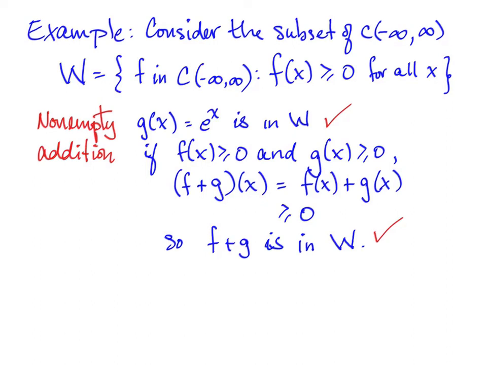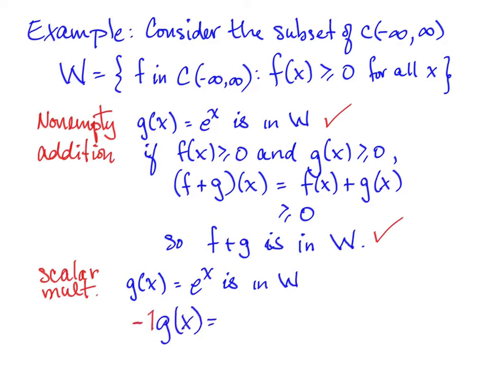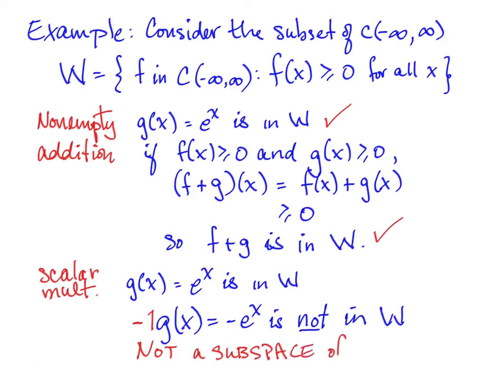What about scalar multiplication? Well, if we take our example g of x equals e to the x, that's clearly non-negative, but if we multiply it by the scalar -1, we get negative e to the x. This is not non-negative. This is actually less than 0 for all x. So that's not in W. So it's not closed under scalar multiplication. So this is not a subspace of our vector space of continuous functions.